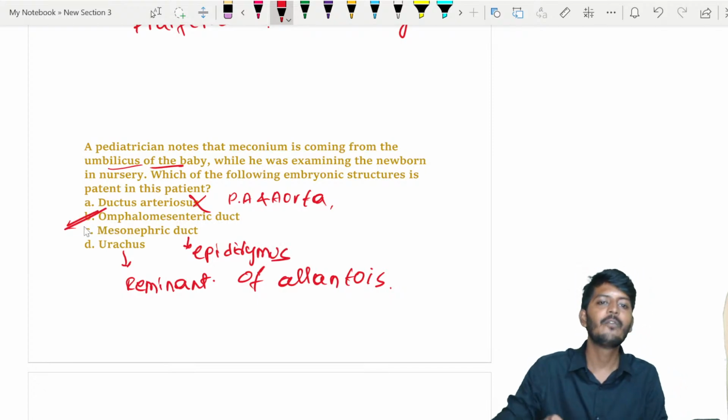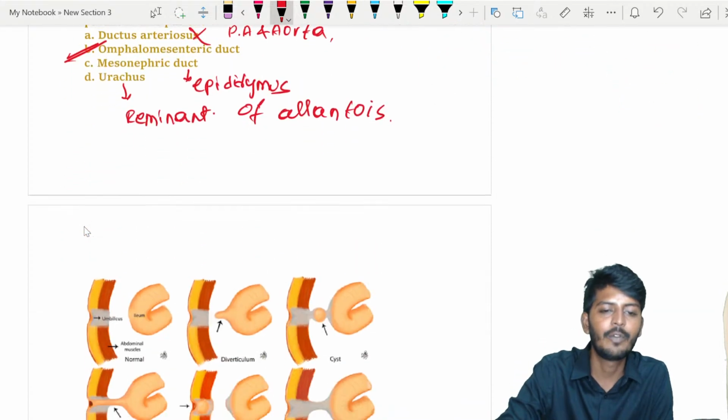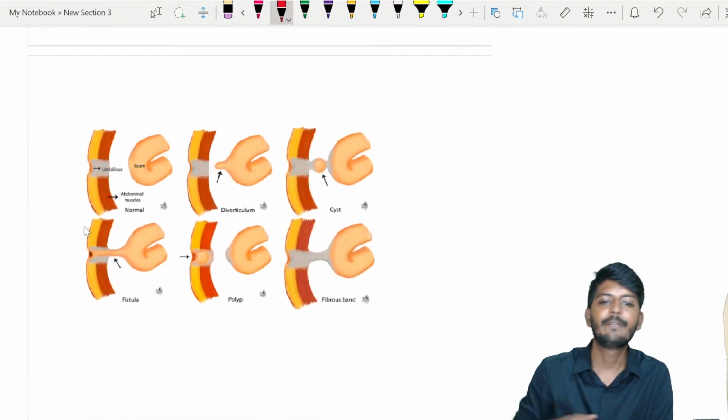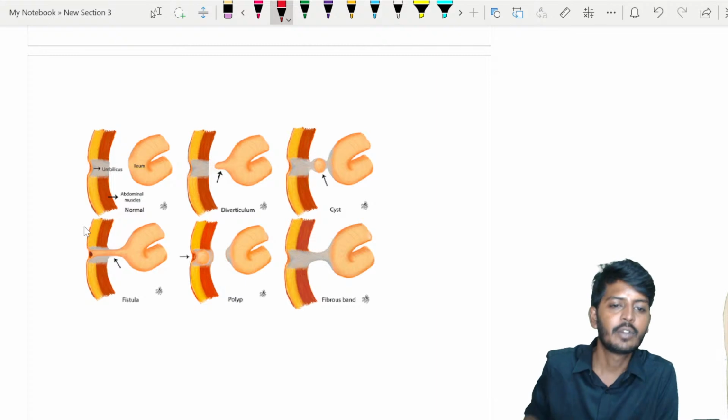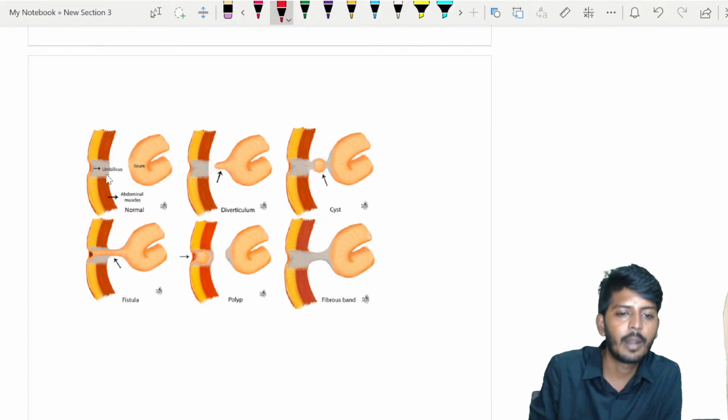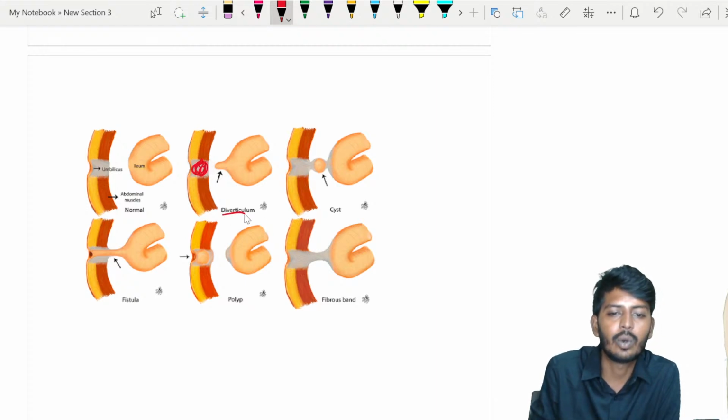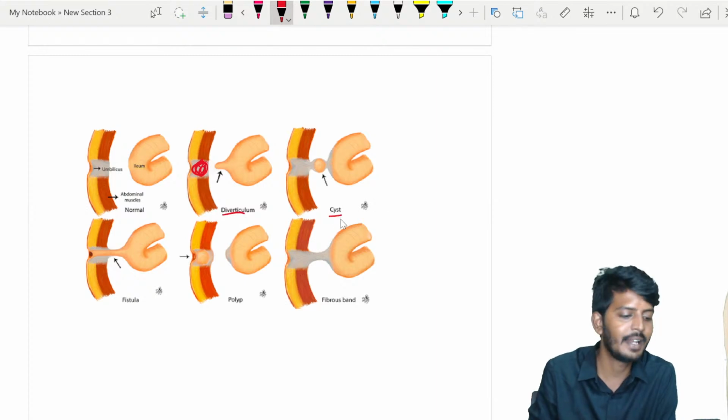The answer is omphalomesenteric duct. So what defects of the omphalomesenteric duct can occur? Normally there will be a duct between the intestine and the umbilicus. Half of it may disappear, and the remainder leads to a diverticulum. There can also be a cyst like this.